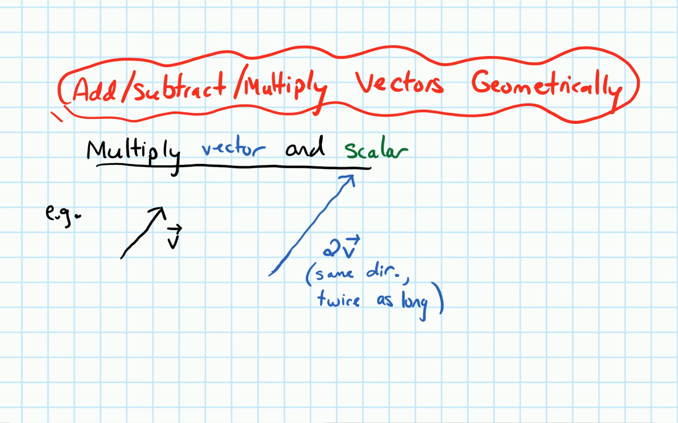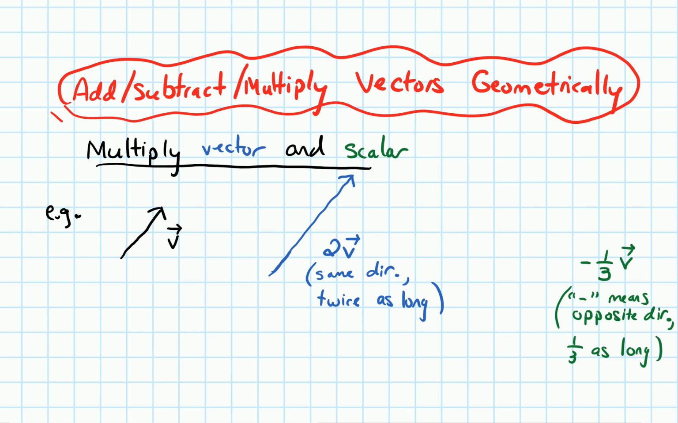So let's do another example. What about if I multiply by a negative number, in fact, a negative fraction, like negative 1/3? Negative 1/3 v. The fact that we multiplied by a negative number will mean it's in the opposite direction. So the negative means it's in the opposite direction. And the fact that I'm multiplying by 1/3, if I ignore the negative, means it's 1/3 as long. So it's 1/3 as long.